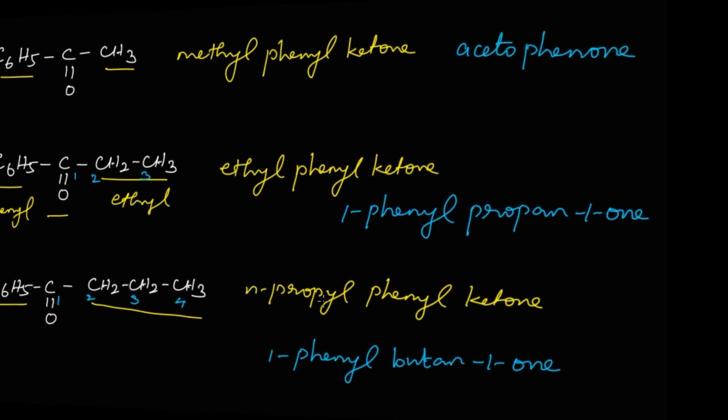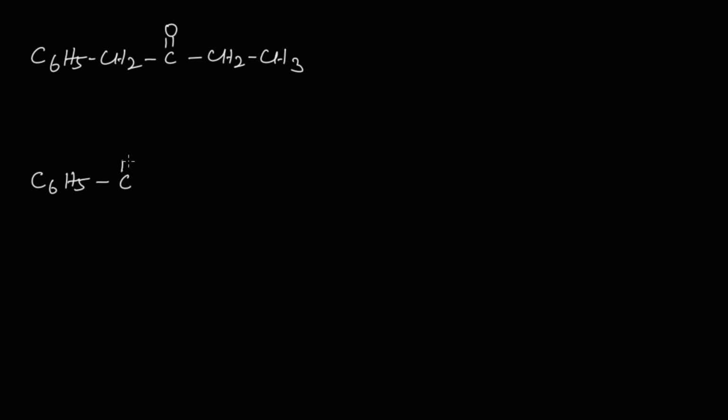Come on, let's learn some more compounds. The next one is C6H5-CH2-C double bond O-CH2-CH3. Then C6H5-C double bond O-C6H5. And the third one is CCl3-C double bond O-CH3. This is a substituted ketone.